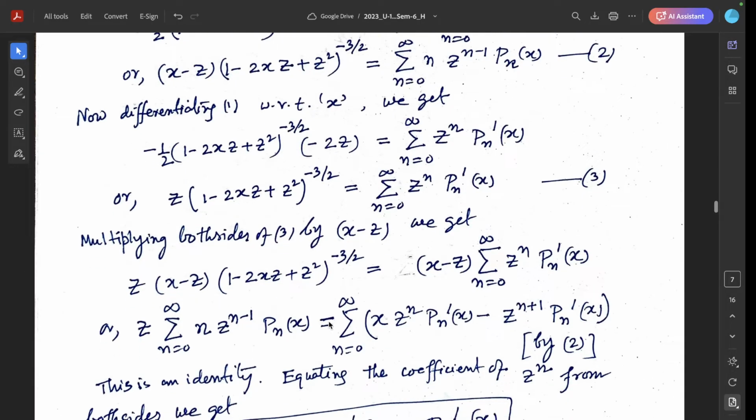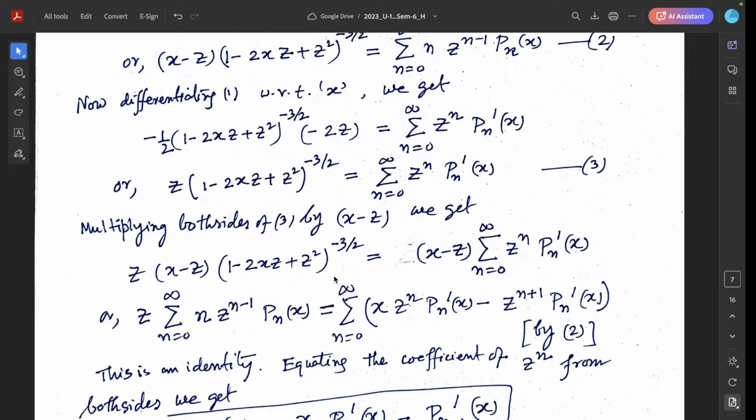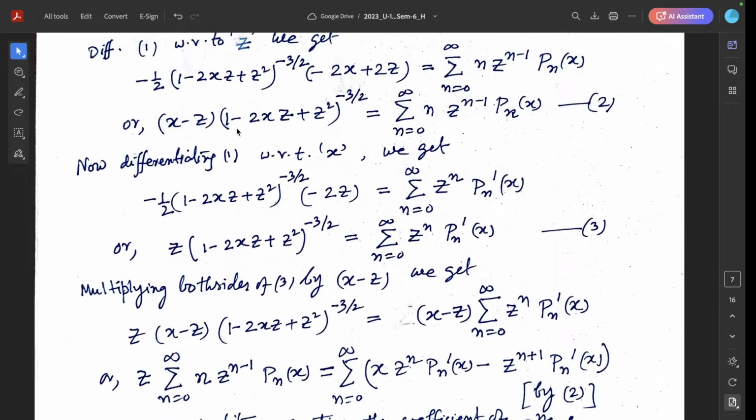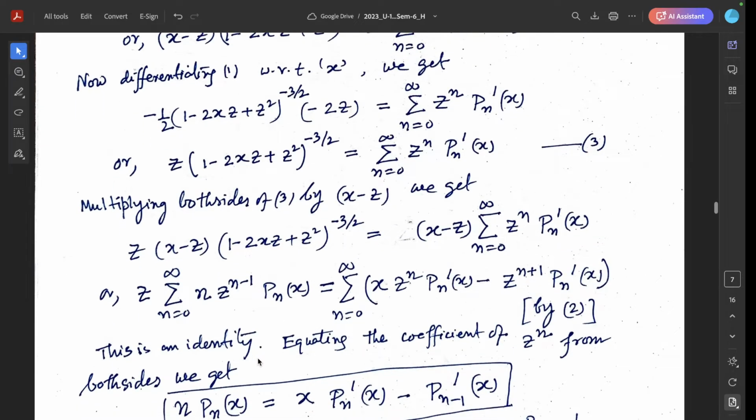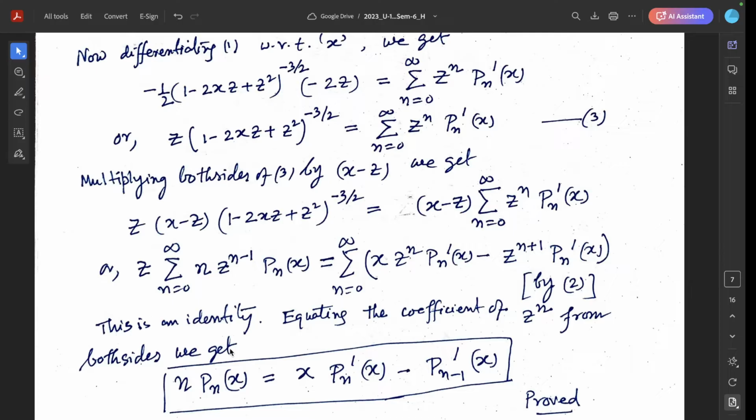So this equals, using 2, (1 minus 2xz plus z square) whole to the power minus 3 by 2 equal to this. So x minus z into this equals summation n into z to the power n minus 1 Pn(x) from 2. And this is an identity. So equating the coefficients of z to the power n from both sides, z into z to the power n minus 1 gives z to the power n, so the coefficient is n into Pn(x). And from z to the power n, we get x into Pn dash x. And this is z to the power n plus 1.